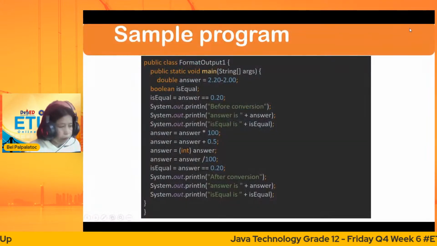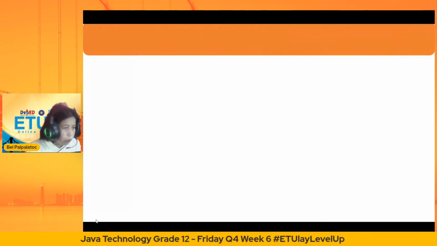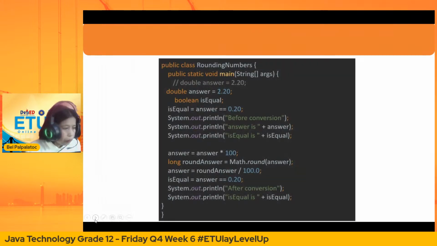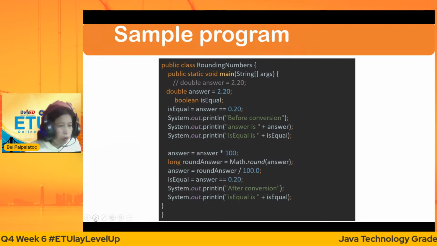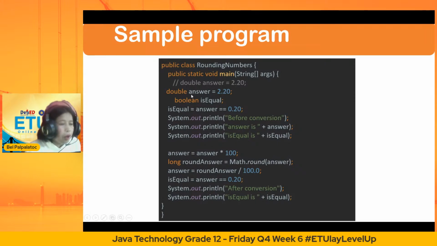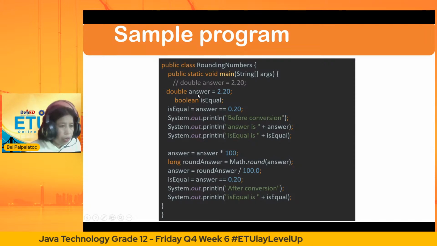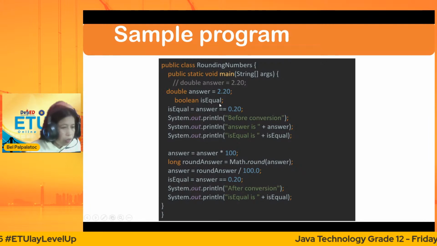IntelliJ. Okay, so habang naghihintay po tayo, bumukas yung aking IntelliJ. So this is another sample program that we have. So in this case, I have the variable answer. Ang laman po niya is 2.20. And then I have another variable is equal.